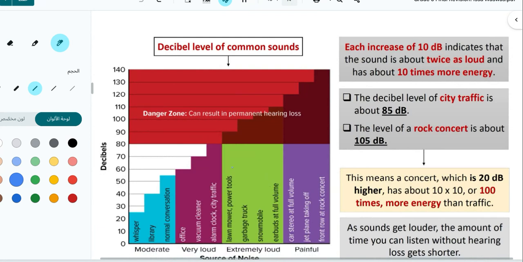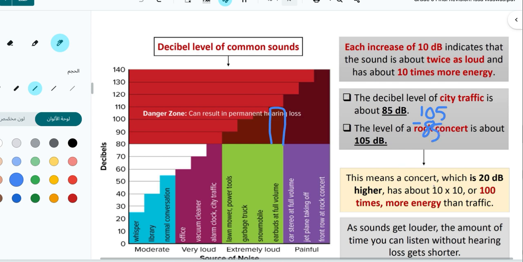So we can see that there's, of course, a danger zone that we should all be aware of. For example, earbuds at full volume would be within the danger zone of hearing loss. The decibel level of city traffic is about 85 decibels. The level of a rock concert is 105 decibels. So if we take that number, we have 105 minus 85, which is 20. Okay, so this is how we got 20 on the next problem down here.